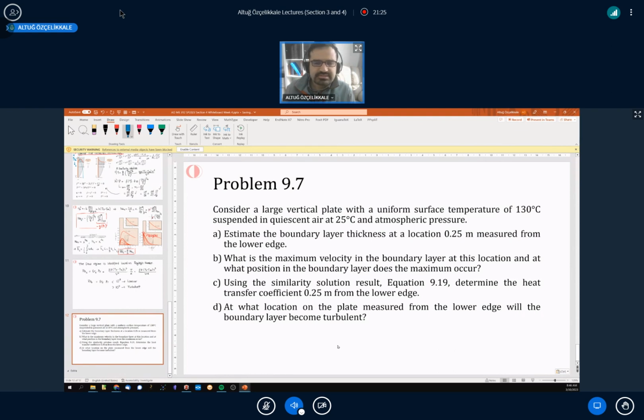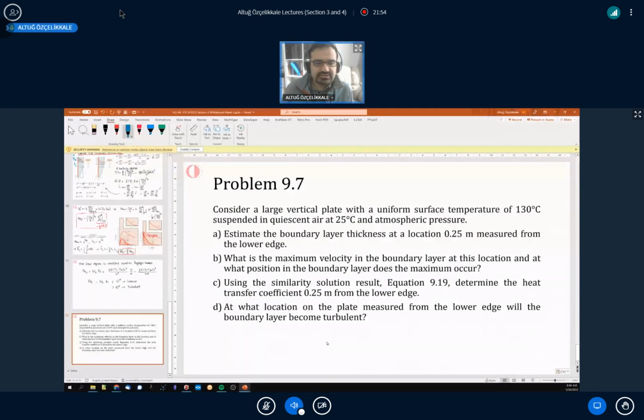We are being asked to estimate the boundary layer thickness at a particular location measured from the lower edge of the plate. I think you are hearing these, right? So let me move that a little bit down. That's probably better also. Okay, what else? In part B, we are being asked the maximum velocity in the boundary layer at this location, and at what position in the boundary layer does the maximum occur.